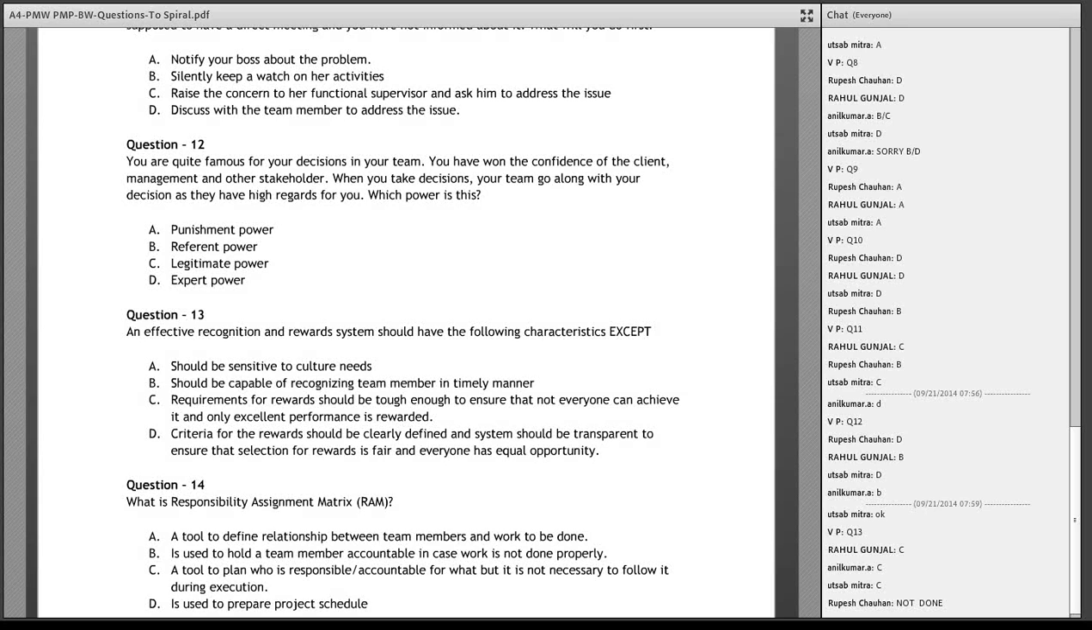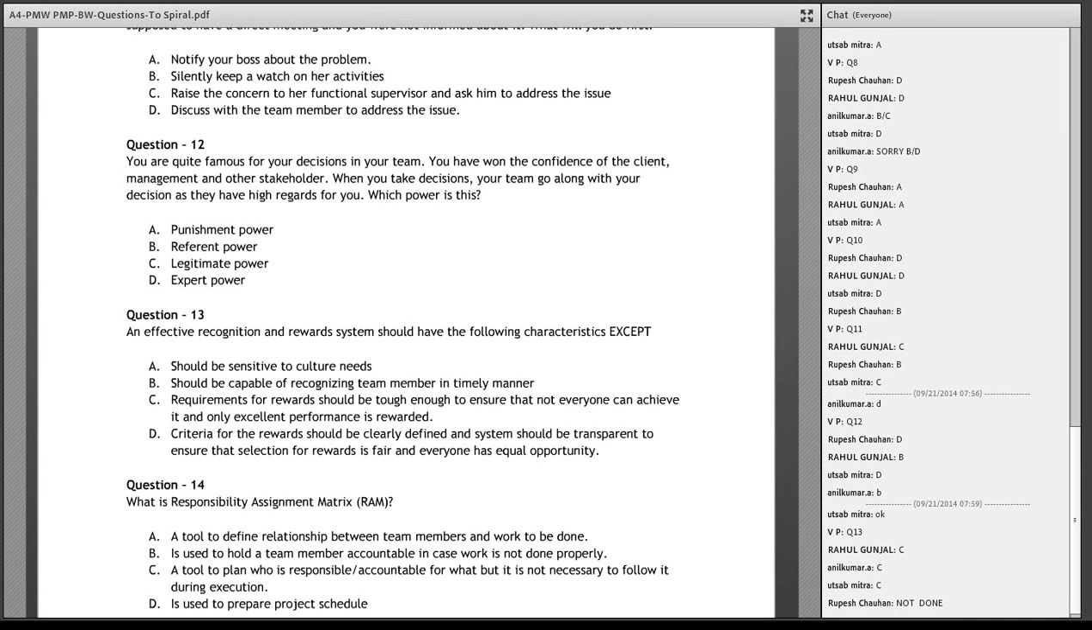Because different people coming from different cultures can perceive a different value for the reward you have put in. So people should know what kind of reward is there and perceive it correctly. We should understand their understanding, and therefore it should be sensitive to the culture need. It should be capable of recognizing team members in a timely manner. Very, very important. We should not wait till the end of the phase or the end of the project, because then it will not be beneficial and the real time is lost.